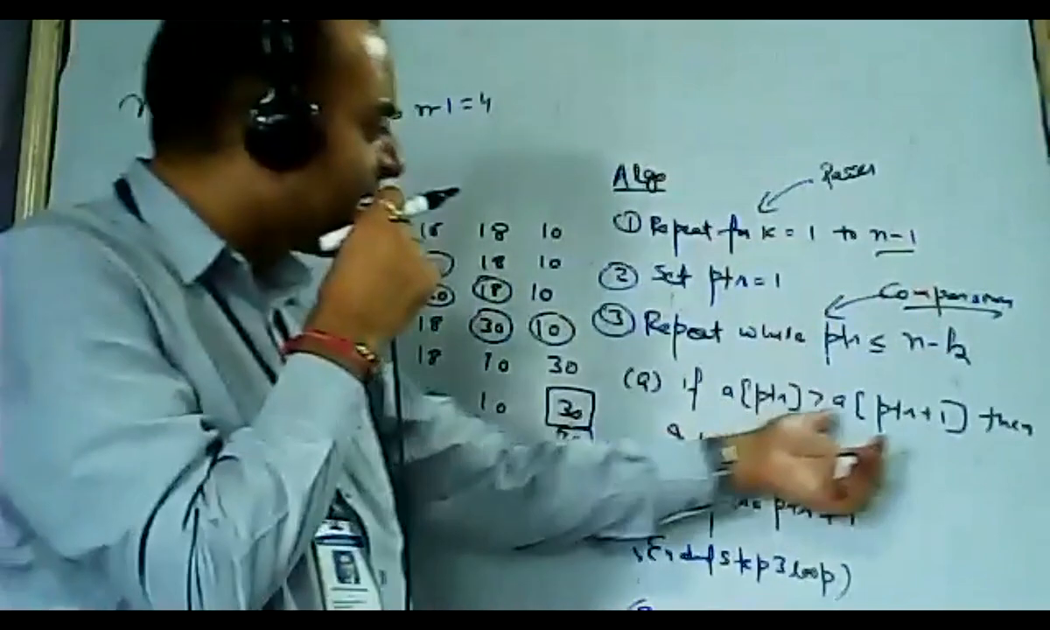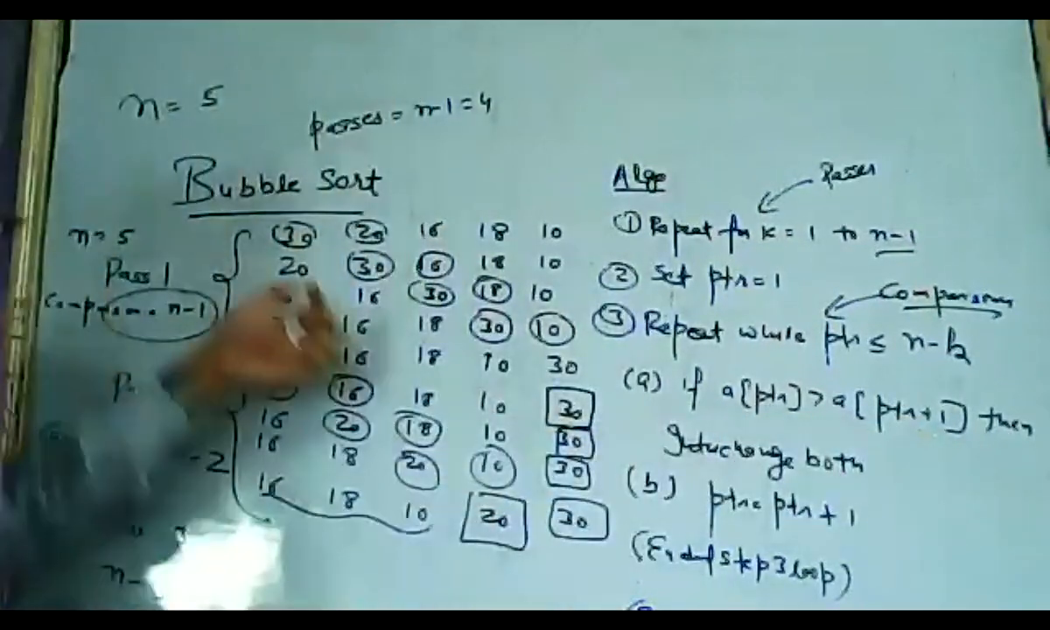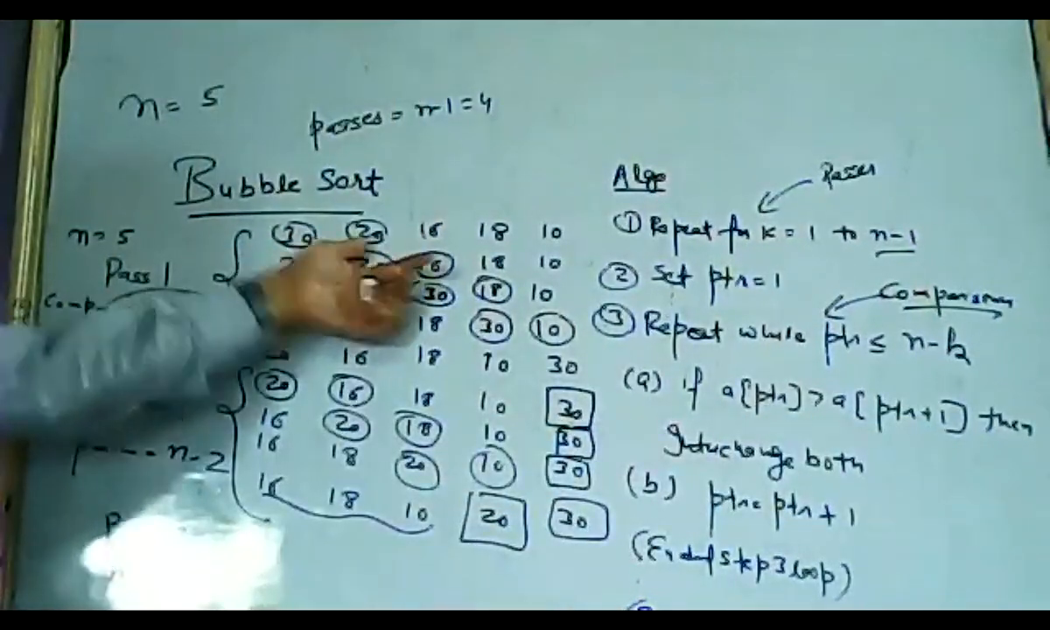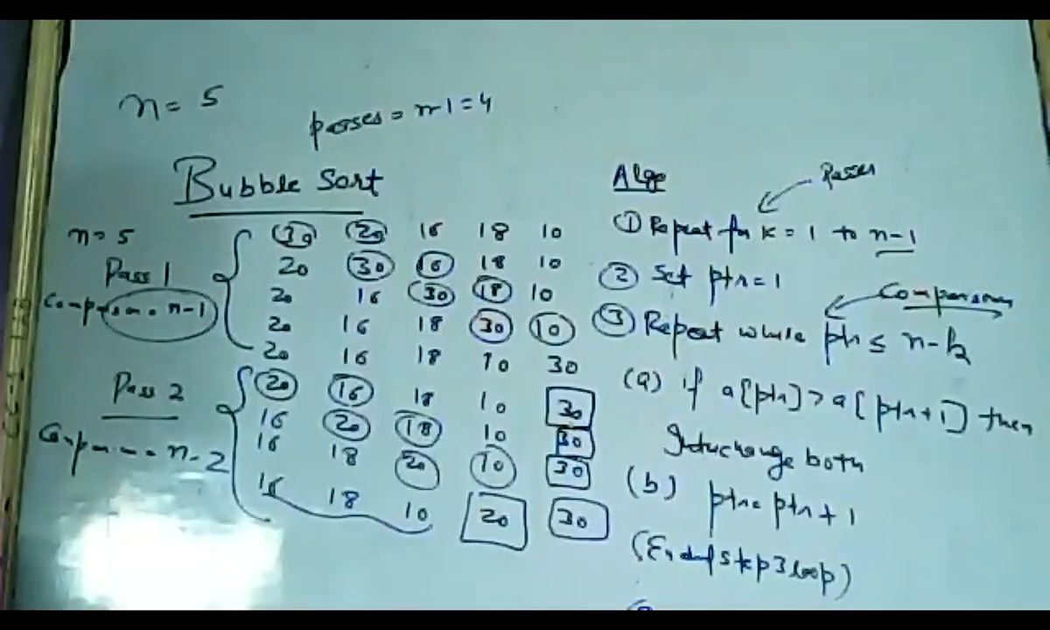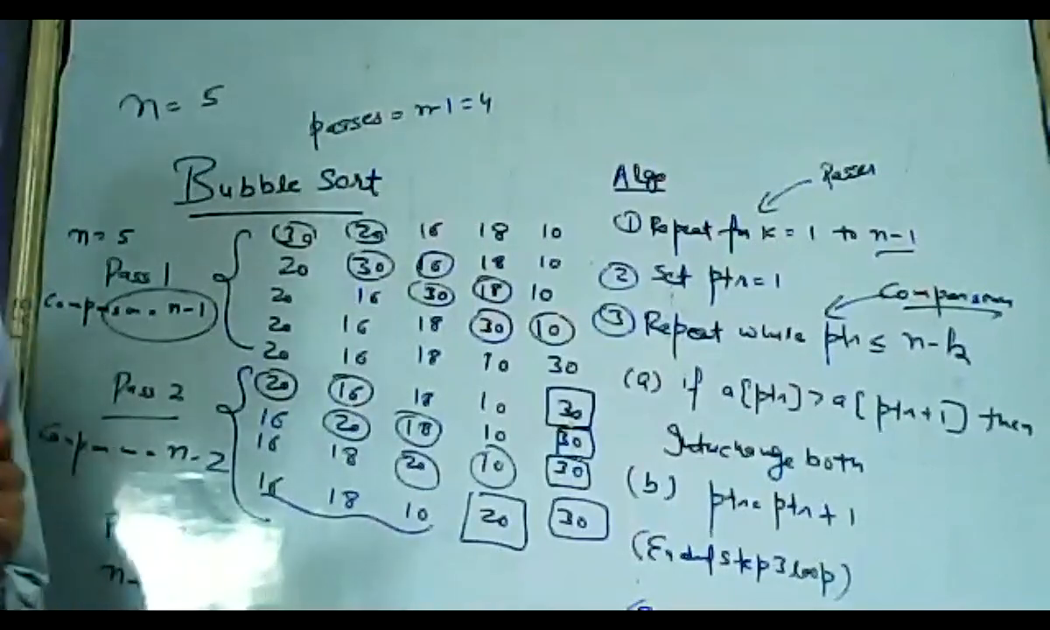If A of ptr is greater than A of ptr plus 1, if the element is greater than the next element, what do we do? Interchange. And then we move to next element for next swap. Is each step clear to you?